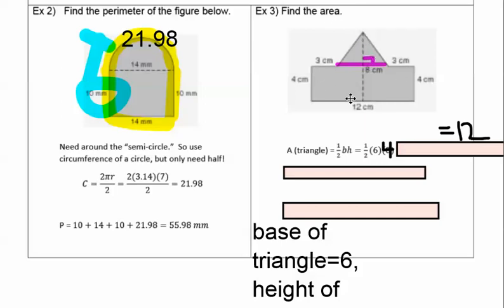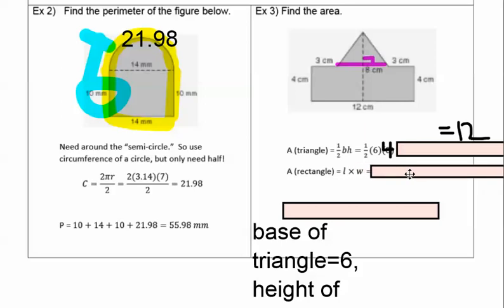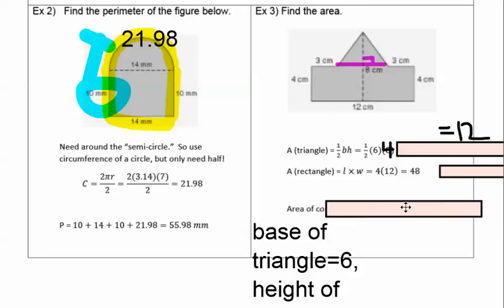Now we do the area of the rectangle. For the rectangle, length times width, we have 4 times this 12. So the area of a rectangle is length times width, 4 times 12, which is 48. All right, so we found the area of each one separately. Now your last step is we take the area of the triangle, the area of the rectangle, and we're going to add them. That will give us the area of the whole composite figure.